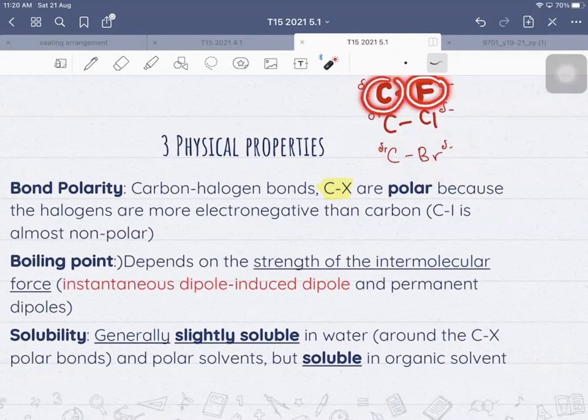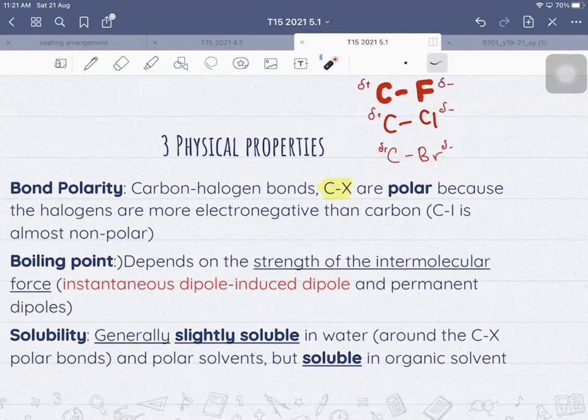Okay, the reason for this is because the value of F is really much bigger than carbon. So when you subtract them, they have a big difference as compared to bromine, which is not really that electronegative. And if you subtract the electronegativity values of the two atoms here, carbon and bromine, the number wouldn't be that big. Okay, so this polarity depends on the difference in electronegativity values.